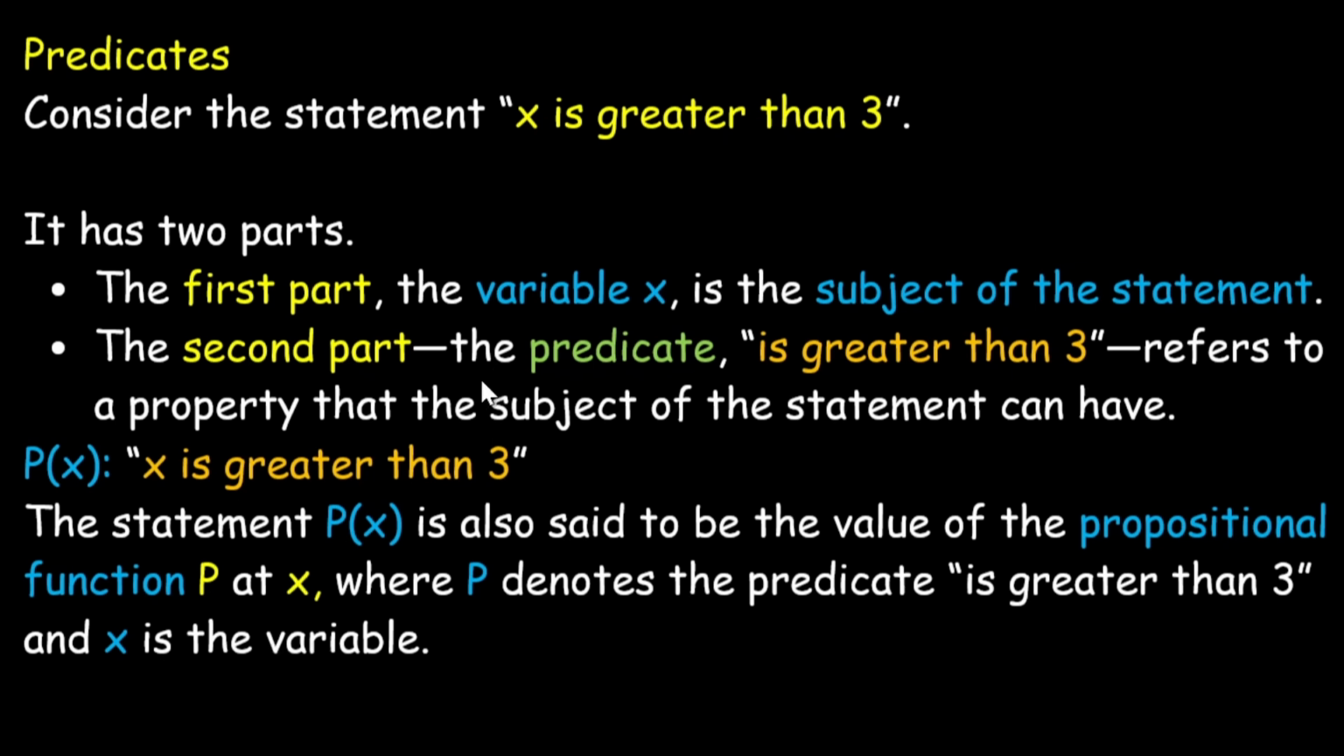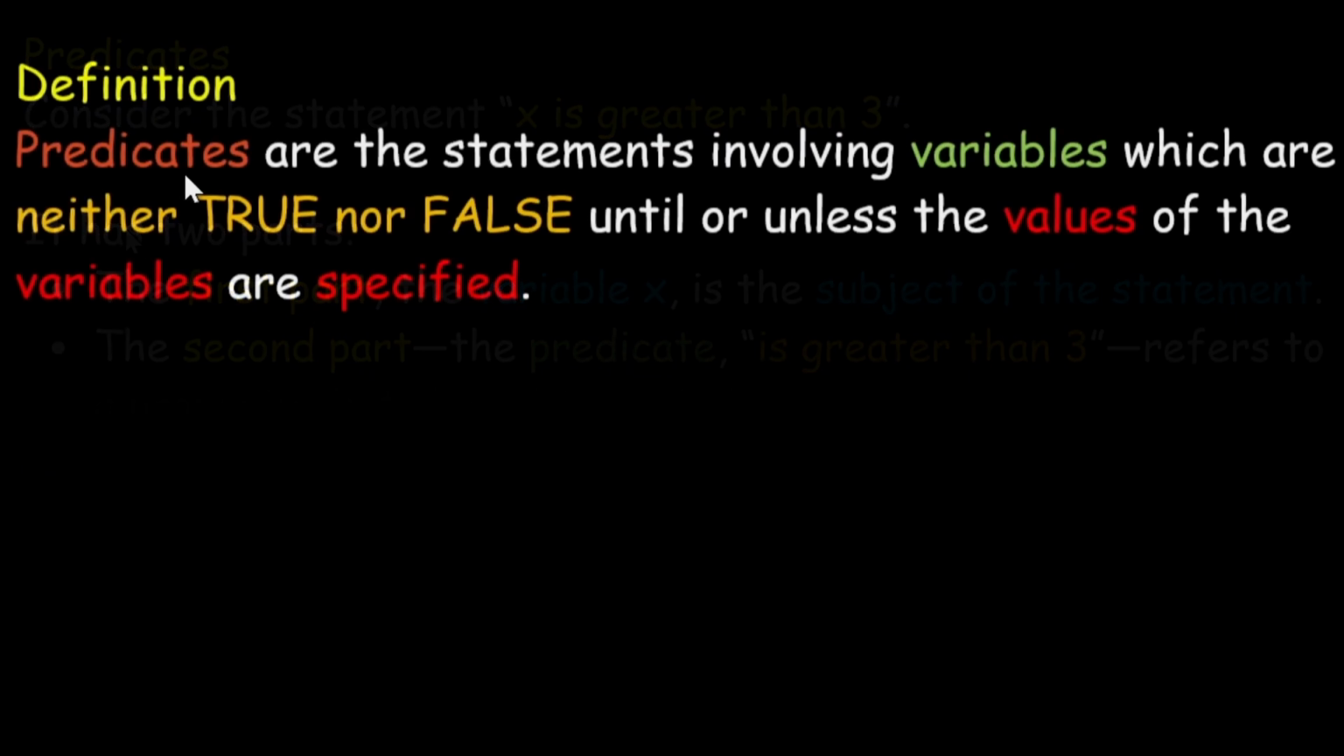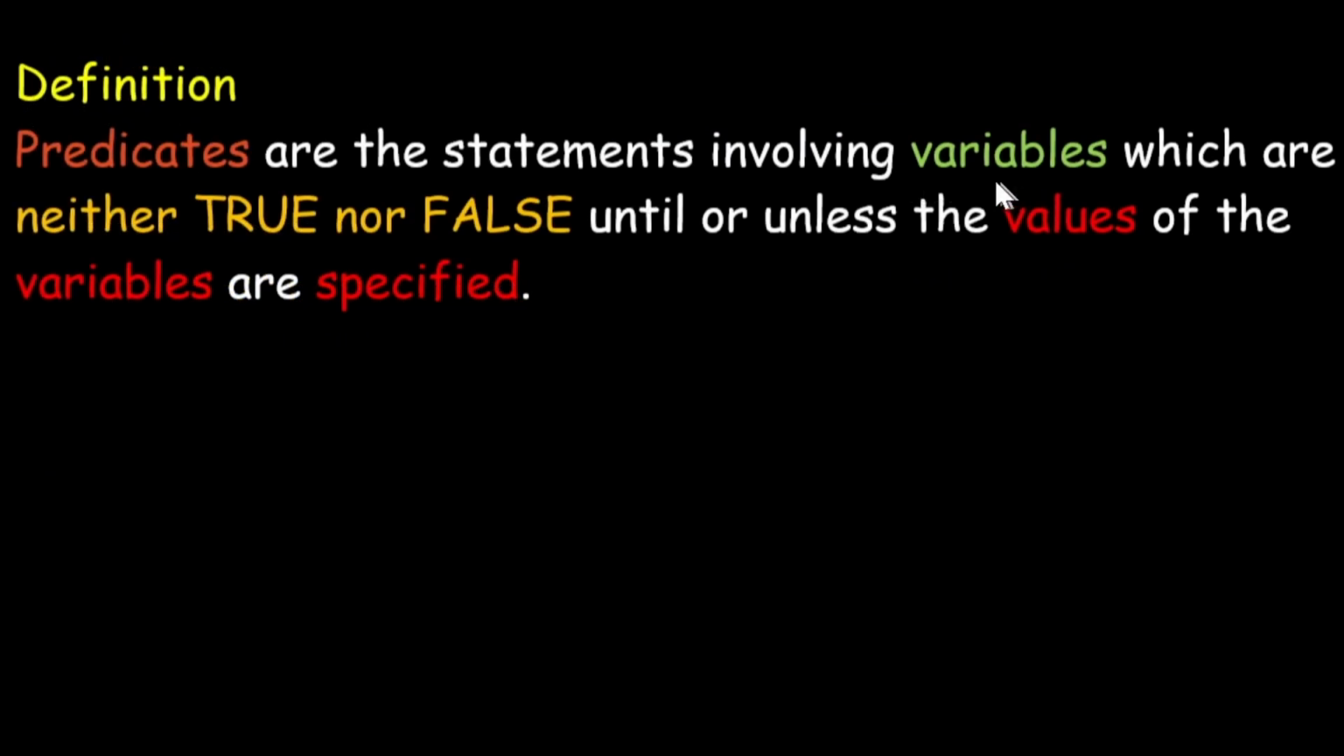So if you have a statement which contains a variable and some property is reflected over that variable, such a statement is a predicate. Now let's take a look at the definition of predicates. A predicate is a statement that involves variables which are neither true nor false unless the values of variables are specified. So it is a statement that can be true or false only when we substitute the values of the variable. Otherwise, we cannot say that the statement is true or false.